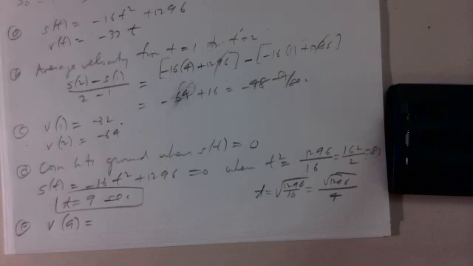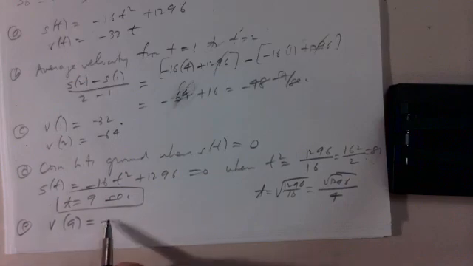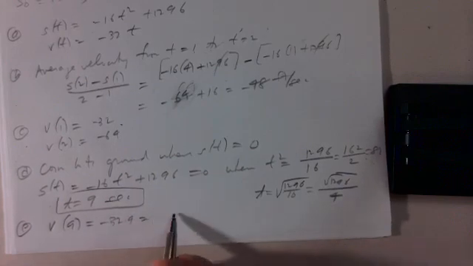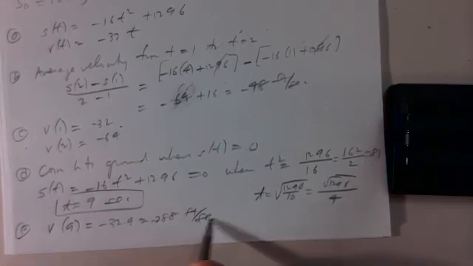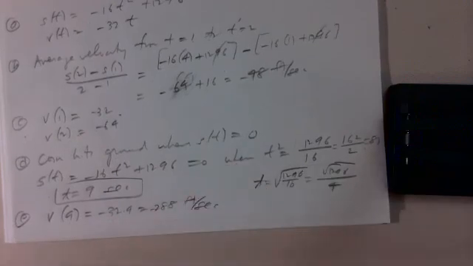And what's the velocity of the coin at impact? Well, if the impact is at time 9, it's minus 32 times 9. 9 times 2 is 18, so minus 288 feet per second is the velocity of the coin at impact when it hits the ground. Okay. Questions about that?